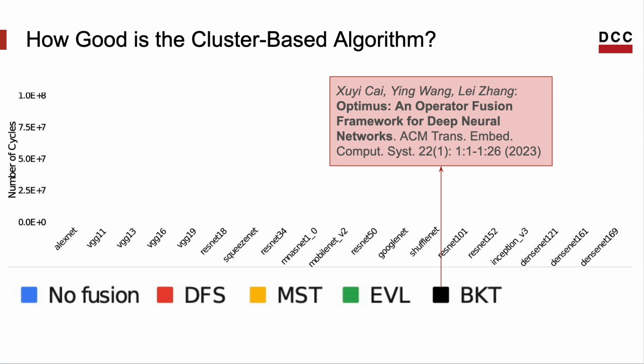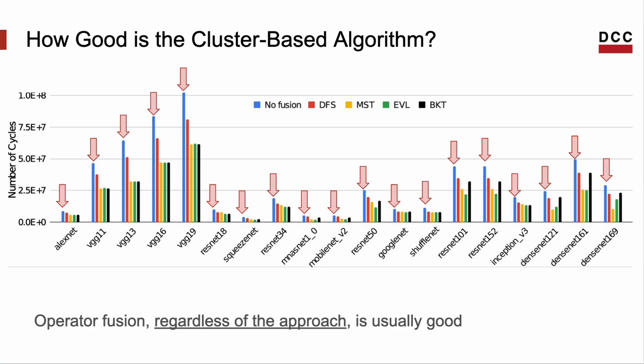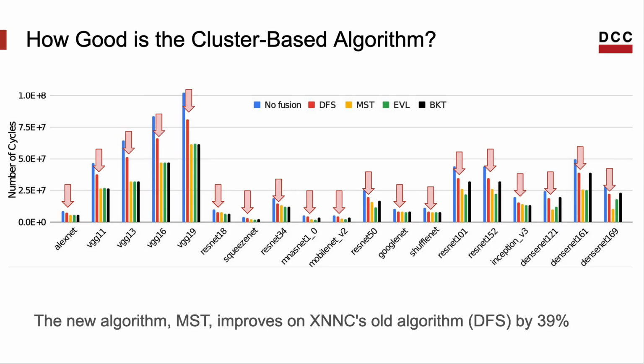It is an exhaustive algorithm that will try every possible way of fusing the nodes and will keep the best result. So these are the results that we got. It's a lot of bars, but we can go over them slowly. First, blue is no fusion. And as you see, regardless of the approach, we are always improving upon blue. Then red is the original algorithm of XNNC, and all the new algorithms improve upon the DFS approach.